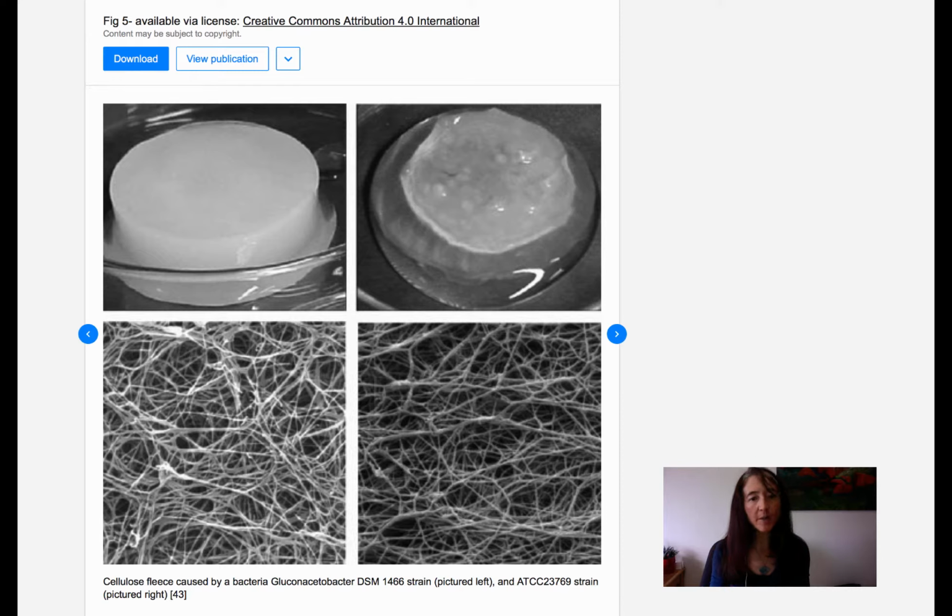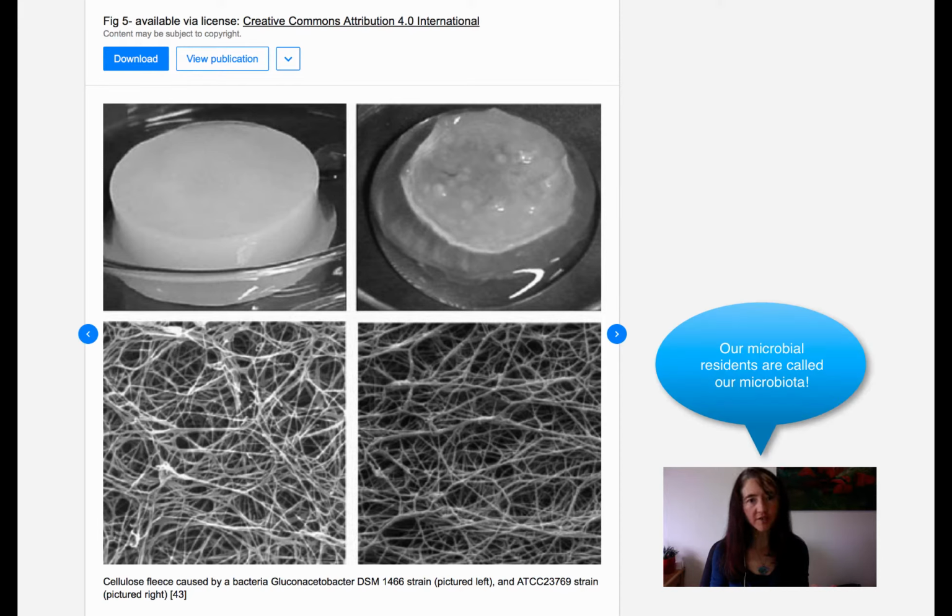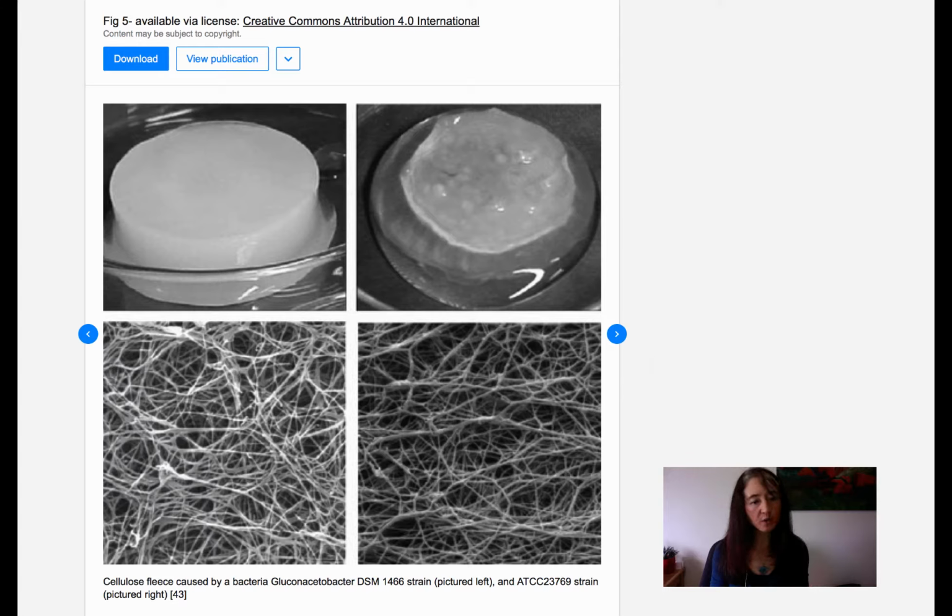So remember that our body is home to trillions of residents. So in fact, we have more bacterial cells in and on us than we do human cells. How much they outnumber us is a little bit debated, but generally they're thought to outnumber us by a bit. And these bacteria are the residents of our healthy planet.